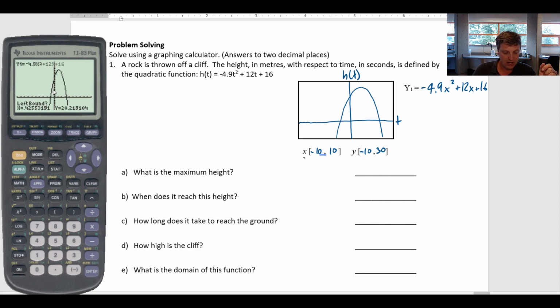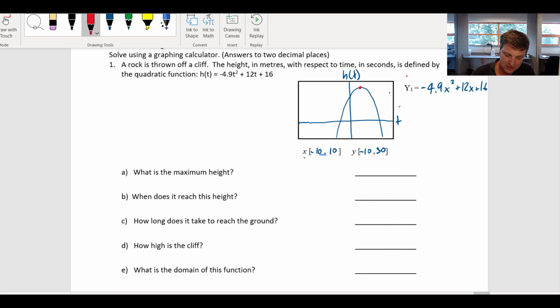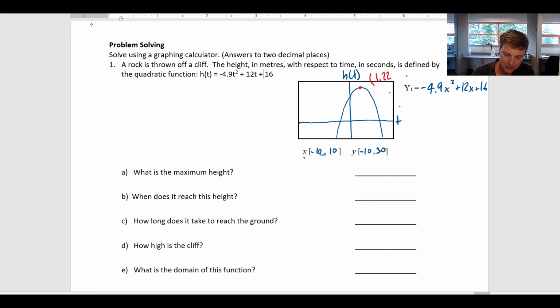I'm going to go second function trace, and I'm going to find, in this case, a maximum value because that's the peak. So hit enter. I'm going to go left bound and hit OK, and then I'm going to go to the right, and I'm going to hit enter again, and then I'm going to get it to guess. And it's going to spit out a value. The maximum, the vertex looks like it happens at 1.22 and 23.35. So the vertex happens right here at 1.22 and 23.35.